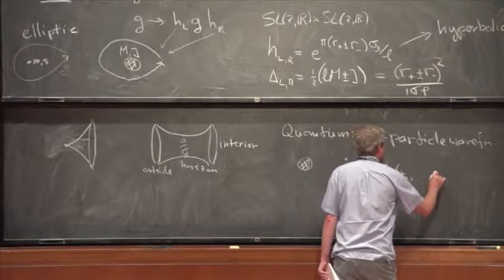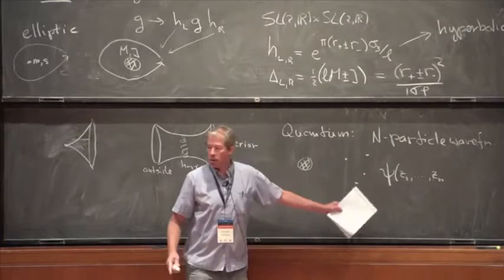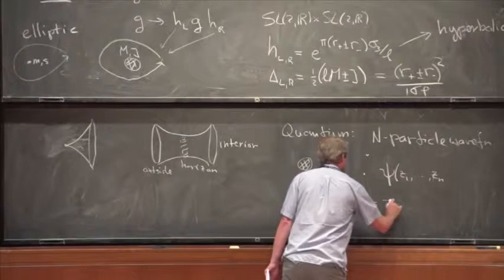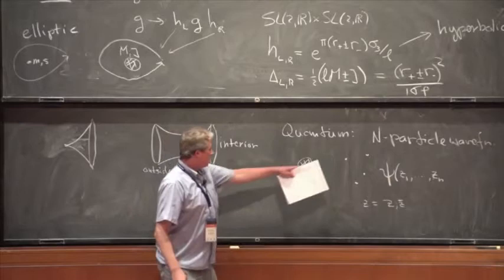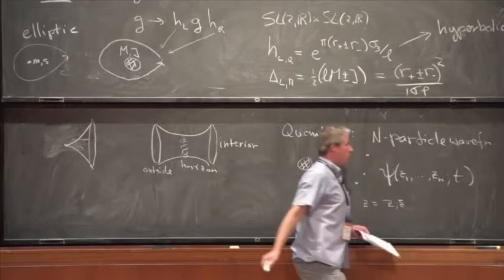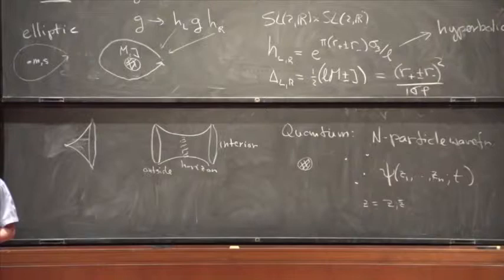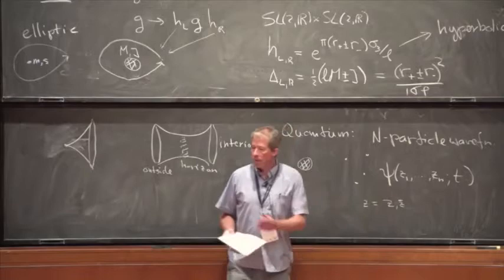Z here will denote two spatial directions. So z is z and z bar. That's a two-dimensional plane where those particles are sitting. And of course, I would need a time direction as well. And that's my n-particle wave function. In order to write down this n-particle wave function, actually, I have to work pretty hard.